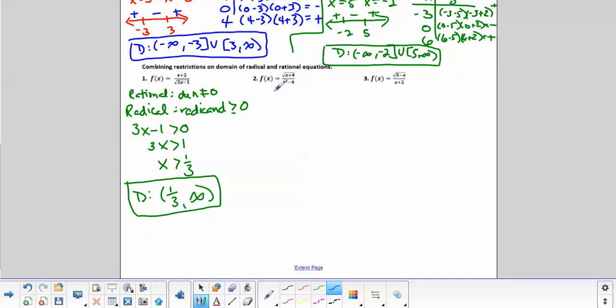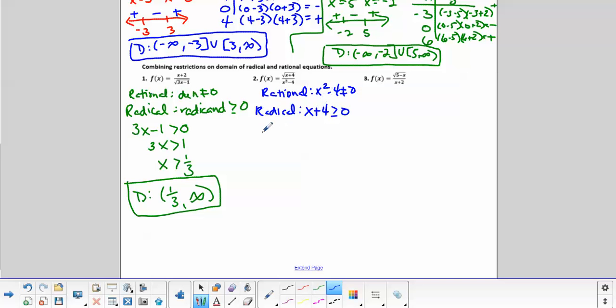Alright, in problem 2, our square root is in a different place than our denominator. So we still have two things, it's just a slightly different situation. Our rational is that x squared minus 4 cannot equal 0. And our radical is that x plus 4, which is the radicand, has to be greater than or equal to 0. So two different places. So let's start with the rational part.